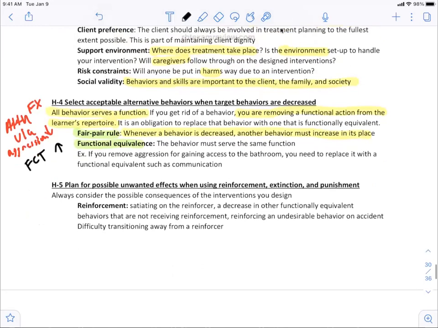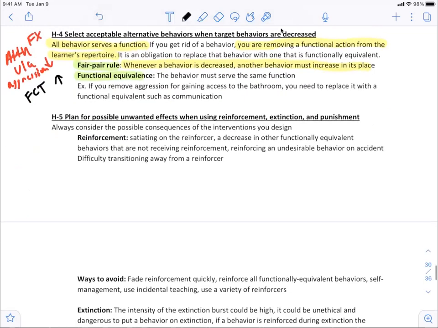H5, plan for possible unwanted effects when using reinforcement, extinction, and punishment. Ethical conundrums here, right? What might happen when we use these different ways or these different principles? Our big three: reinforcement, extinction, and punishment. Always consider the possible consequences of the interventions you design. Like I said, we're now getting into the theoreticals, the conceptuals, the what ifs.